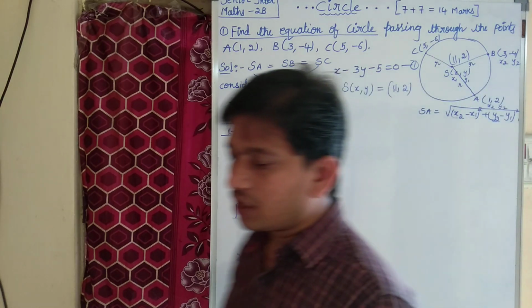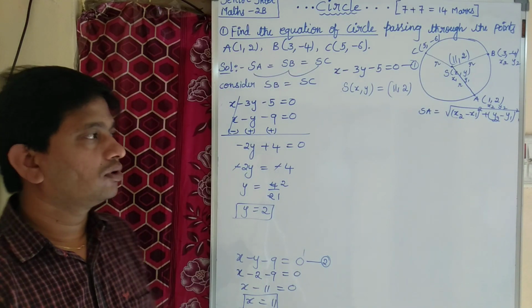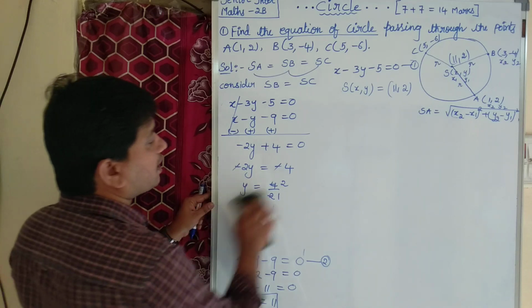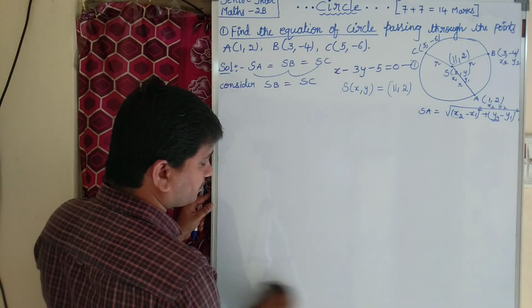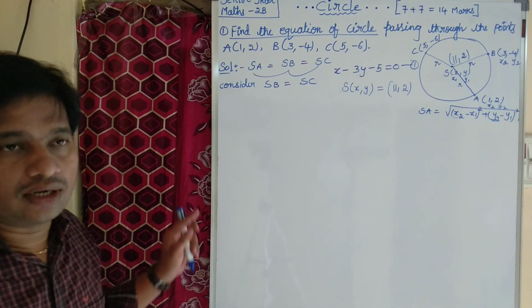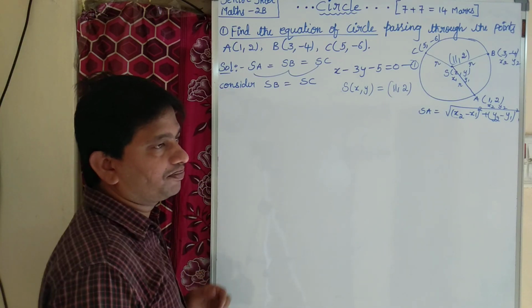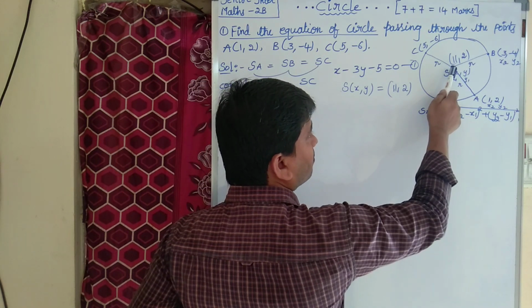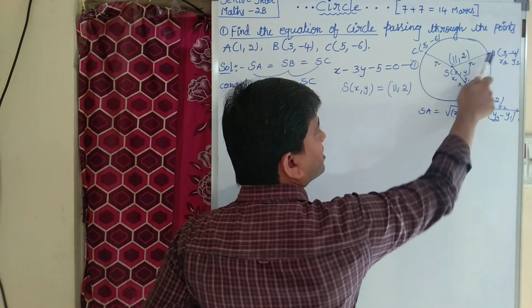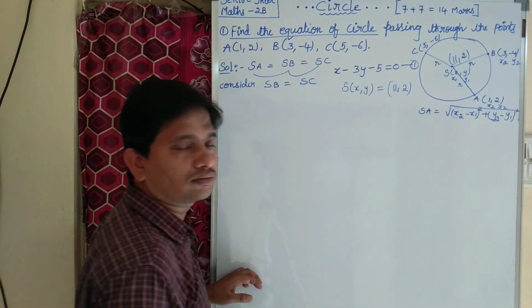Okay children, we got the center. Now actually they are asking to find the equation of circle. Children, here you need to understand what you mean by radius. Radius is nothing but the distance between S and A, or else S and B, or else S and C.